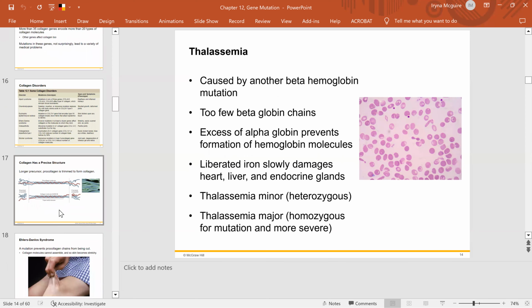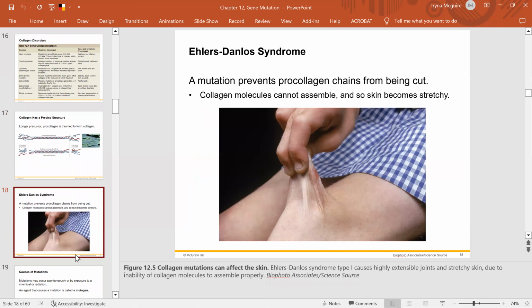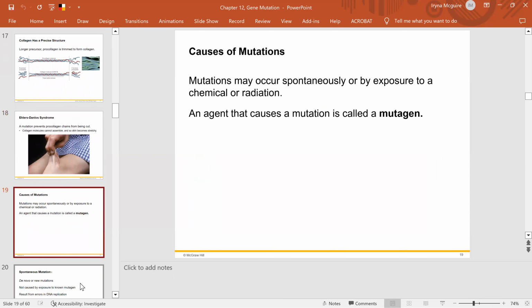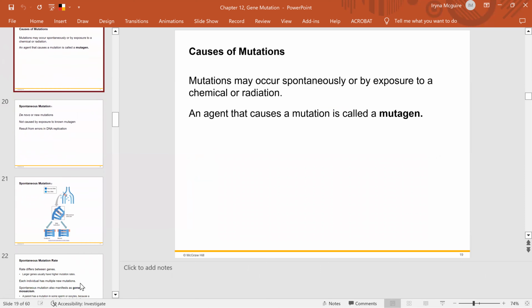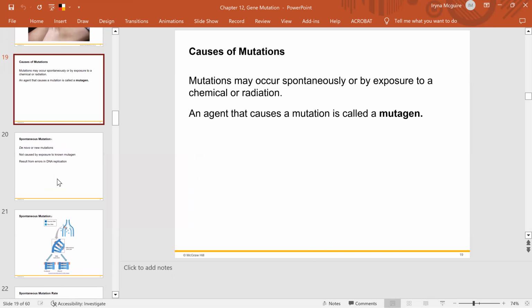That's a mutation of the globin molecule, beta globin molecule, or how mutation in collagen, and collagen is so essential for many organs, can cause different disorders as well. But what causes mutations, right? So I'm going to cover a couple more slides, and then I leave the rest of this chapter for part 2. Now, what causes mutation?